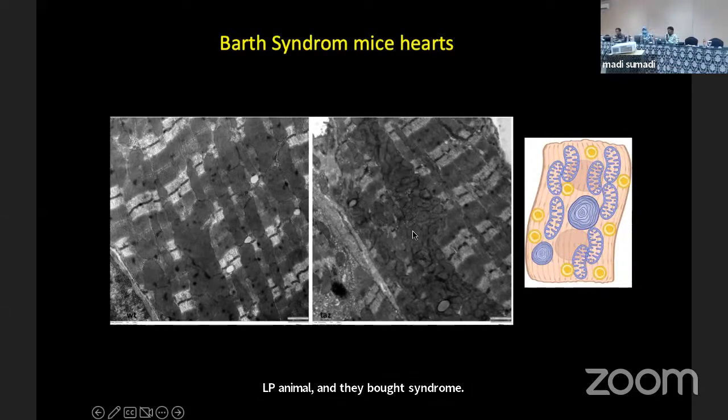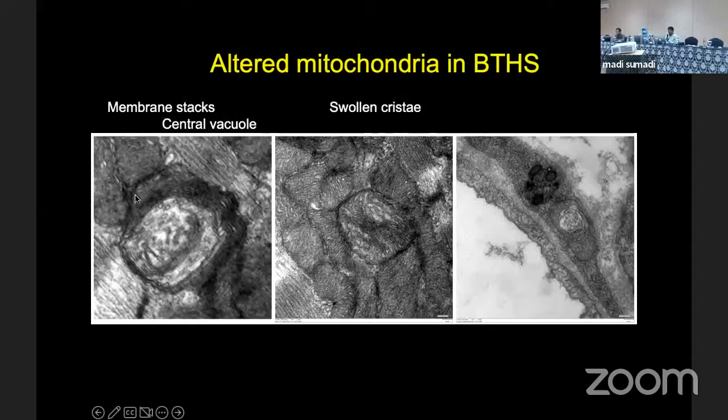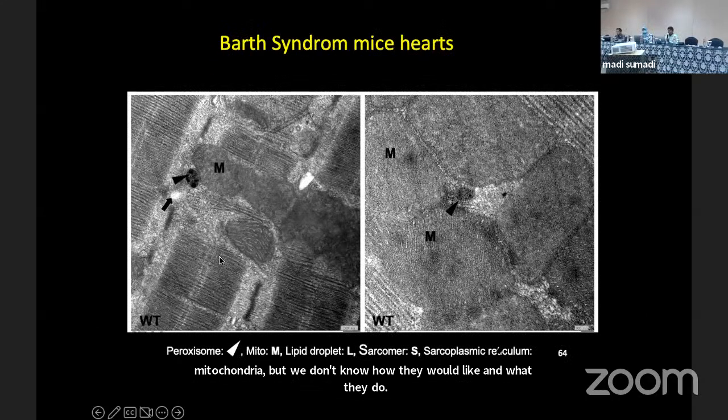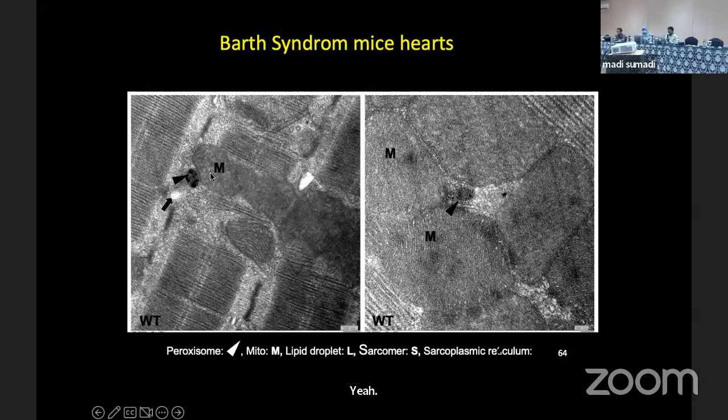You can see a typical proliferation of mitochondria and structural changes in Barth syndrome. See, these are membrane stacks. This is a mitochondria; in the middle you have a central vacuole. Membranes are stacking together. The cristae are completely swollen. And this doesn't look like a healthy mitochondria, right? In the normal, there is a problem with mitochondria, but we don't know how they look and what they do. And we also see the peroxisomes are very near the mitochondria, and they have a proliferation in these animals.